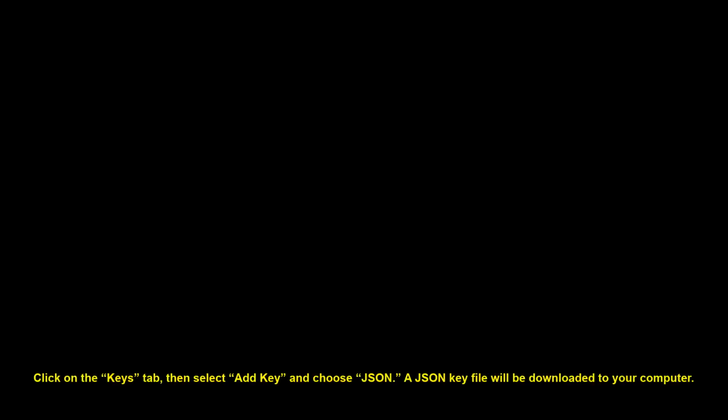Next, you'll need to generate a key for your service account. Find the newly created service account in the list and click on it. Click on the Keys tab, then select Add Key and choose JSON. A JSON key file will be downloaded to your computer. Keep this file secure, as it contains sensitive information.